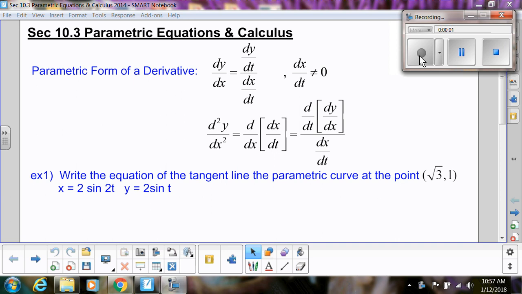All right, so now that we've reviewed what parametric equations are, we're going to look at how we do the calculus with them. First thing we're going to talk about is derivatives. So how do we do a derivative with parametric equations?